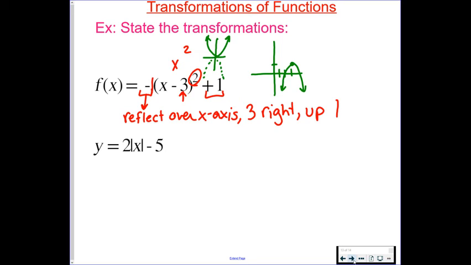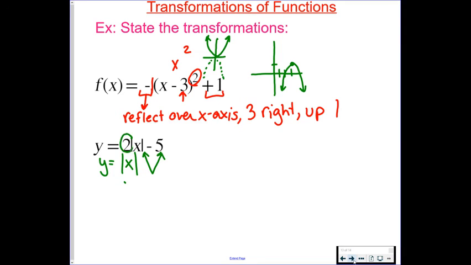Next one, y equals 2 times the absolute value of x, minus 5. This one is what kind of parent function? Right, the absolute value function. What does that look like? Good, it's a V shape. So our graph is also going to be a V shape. And let's take the transformations that occurred. No reflections, no need to worry about that because there's no negative in the front or with the x.